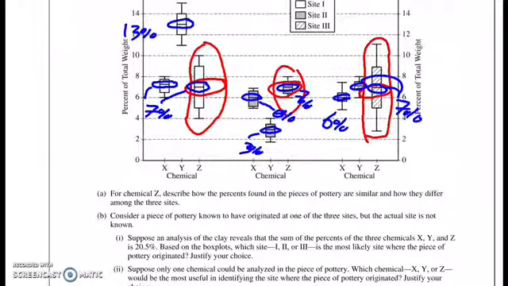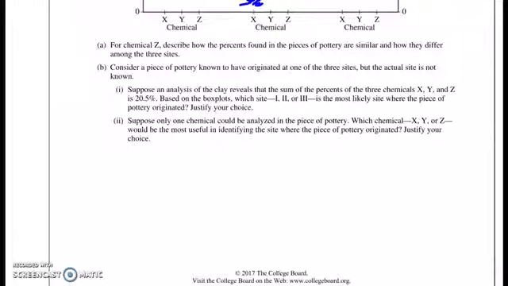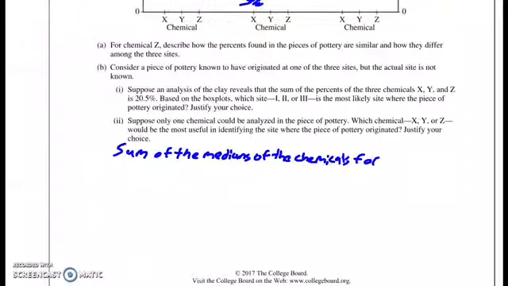And then the next step is we're just going to add the medians for each site. So the sum of the medians of the chemicals for site 1 is 7% plus 7% plus 13%, which equals 27%.